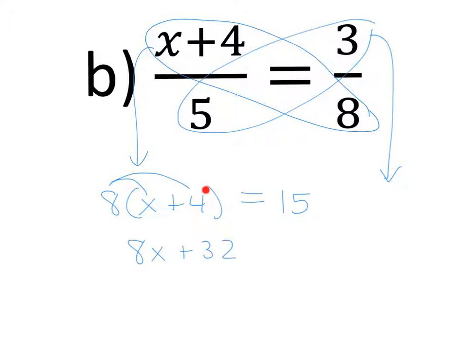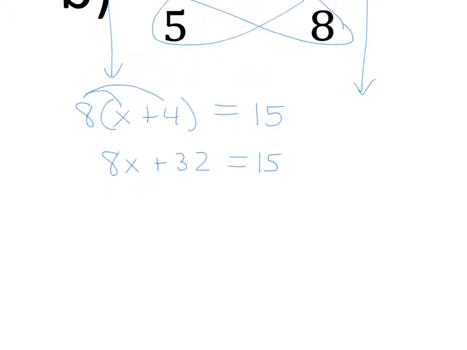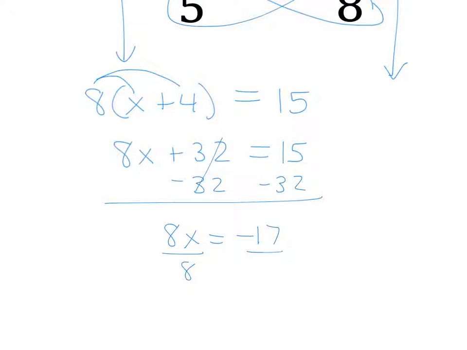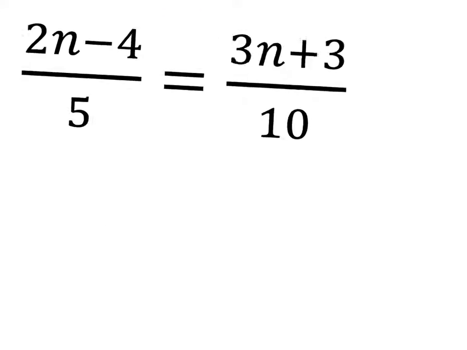Now I am fine if you don't write this step and you go straight to here. So if you go ahead and take the 8 times the x and put 8x, and then 8 times the 4 and put 32, I'm okay with that. So if you skip this line right here, that is fine. Okay, equals 15. All right, and again, at this point, we're just solving equations. So I'm going to subtract 32 from both sides. So 8x equals negative 17, and then divide by 8. So x equals negative 17 over 8 is your final answer here. Okay, all right, so let's go to the next one.